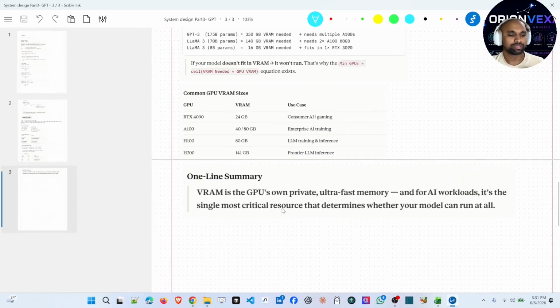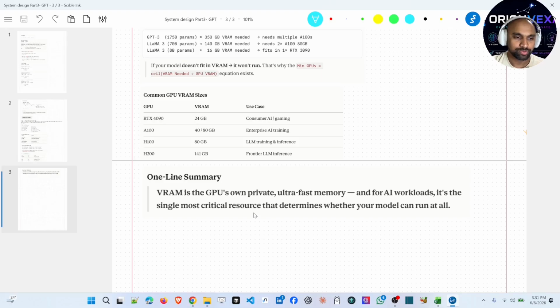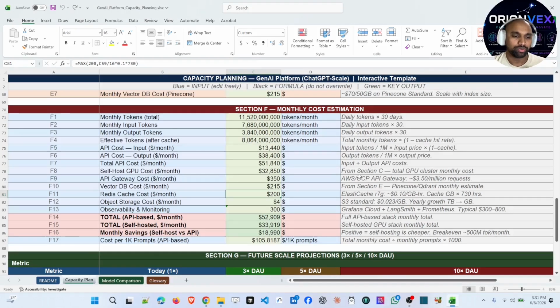Okay, these are the two things we said we would discuss later. One is what is meant by VRAM, and the other is the equation to calculate how much VRAM is required. Let's close this one and go to the capacity planning.